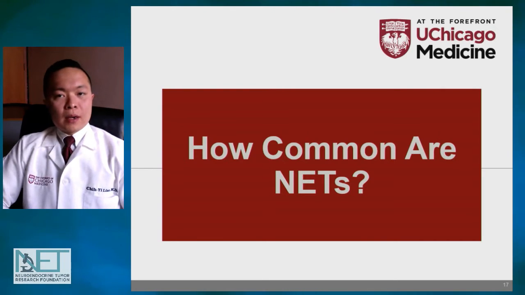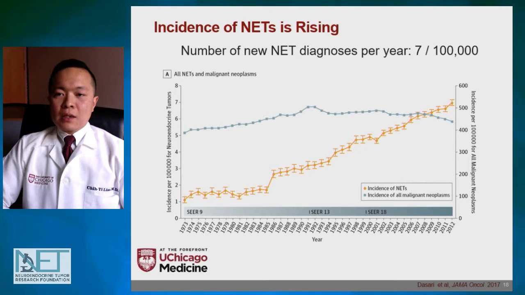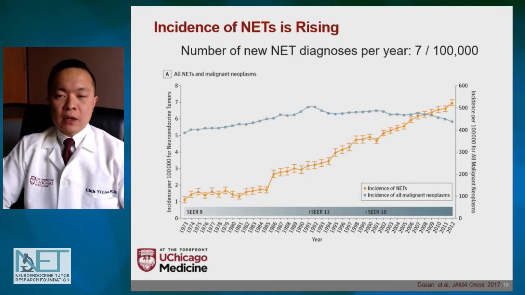So how common are neuroendocrine tumors? In the US, the incidence of neuroendocrine tumors is rising. When we talk about incidence, what we mean is the number of new cases over a given period of time. The incidence of neuroendocrine tumors in the US is currently about 7 per 100,000 persons.